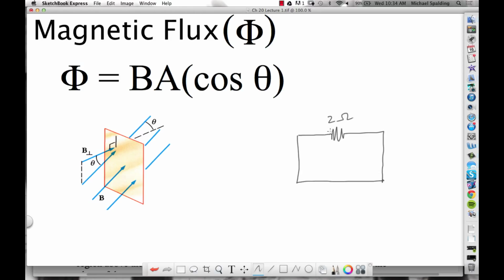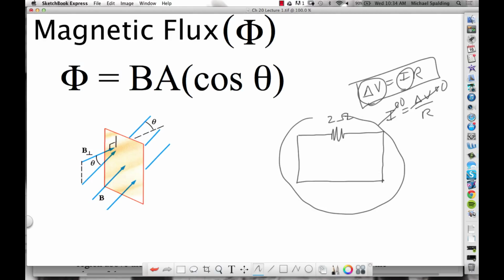So back when we did circuits, we learned that voltage, delta V equals IR. If you don't have any voltage, you're not going to have any current, right? Because if you rearrange this, current is delta V over R. If there's no voltage in the circuit, you're not going to have any current. But what we're going to learn in this chapter is that it's possible to generate current in a loop of wire that has no battery of its own.